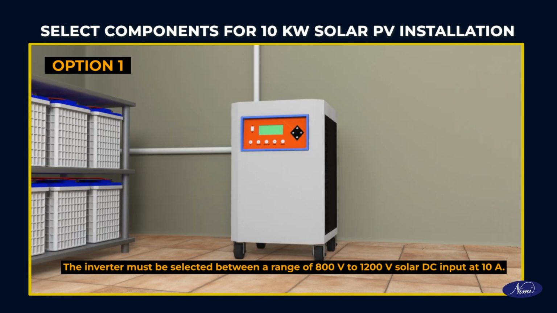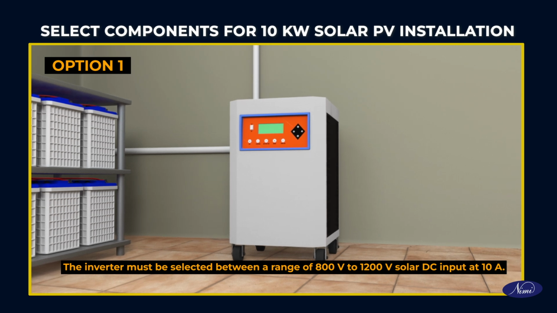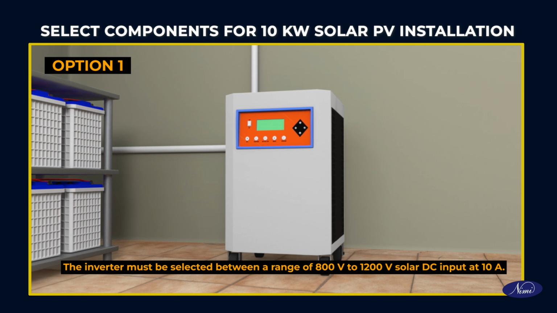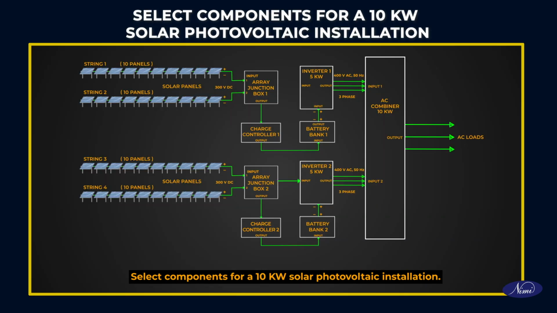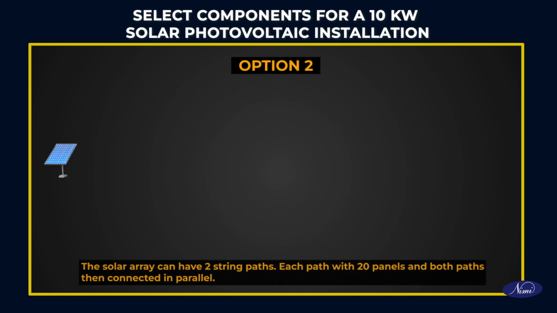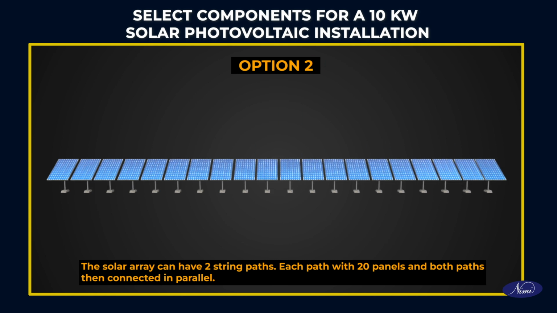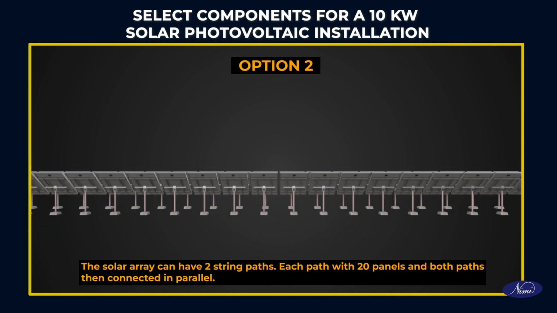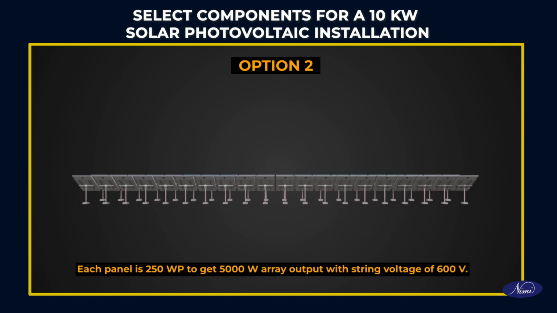The inverter must be selected between a range of 800 volts to 1200 volts solar DC input at 10 amperes. Select components for a 10 kilowatt solar photovoltaic installation. Option 2. The solar array can have 2 string paths, each path with 20 panels, and both paths then connected in parallel. Each panel is 250 watt power to get 5000 watt array output with string voltage of 600 volts.